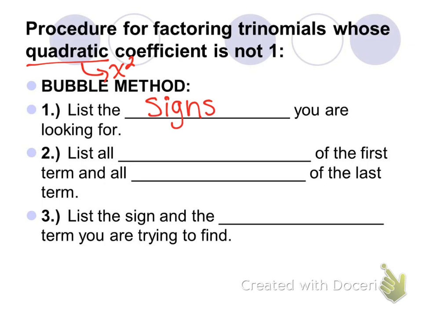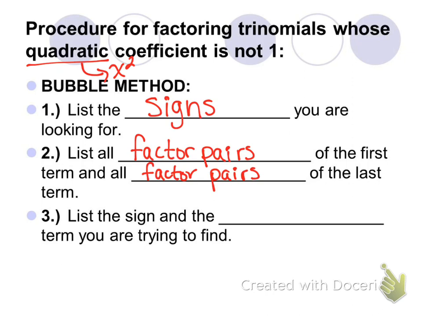Then you will list all factors, or I would say factor pairs, of the first term and all factor pairs of the last term. That's another time when that pink sheet that you picked up yesterday will come in handy. We're going to have to list factor pairs of the first term and the last term. Before it was always just the last term.